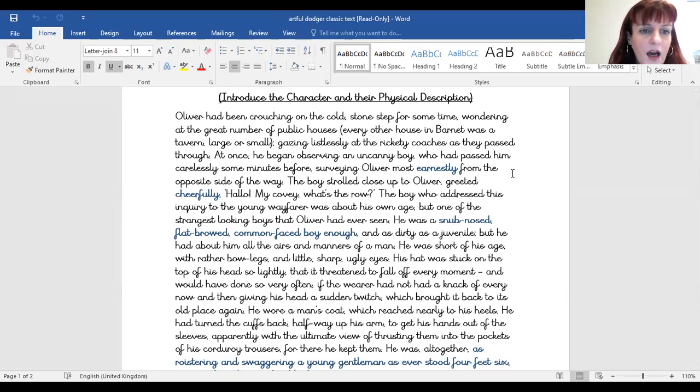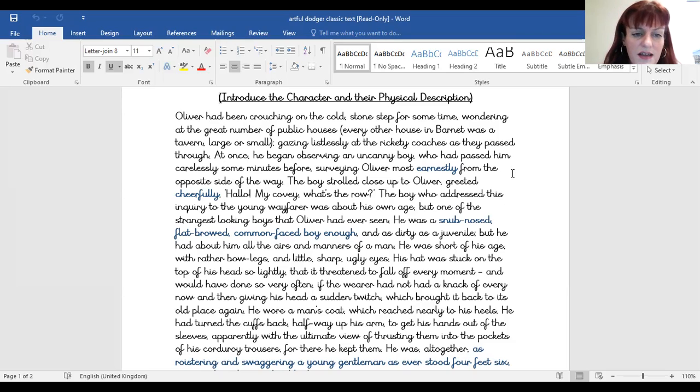So here we go. Oliver had been crouching on the cold stone step for some time, wondering at the great number of public houses. Every other house in Barnet was a tavern, large or small, gazing listlessly at the rickety coaches as they passed through. At once he began observing an uncanny boy who had passed him carelessly some minutes before, surveying Oliver most earnestly from the opposite side of the way. The boy strolled close up to Oliver, greeted cheerfully. "Hello, my covey, what's the row?"